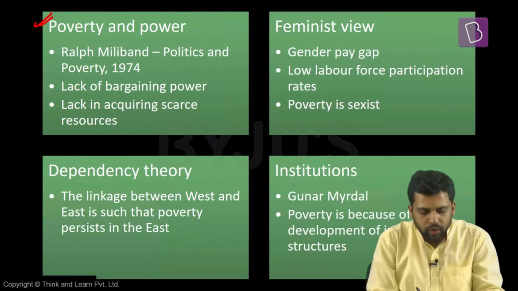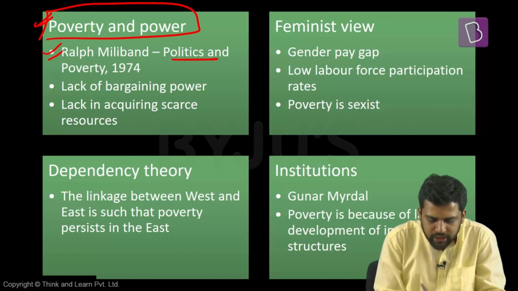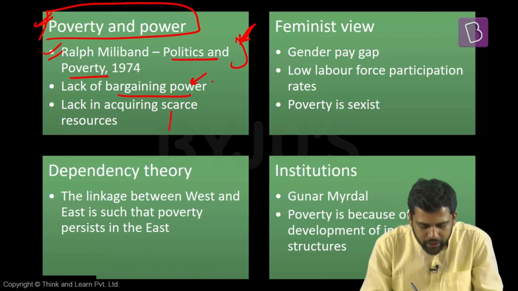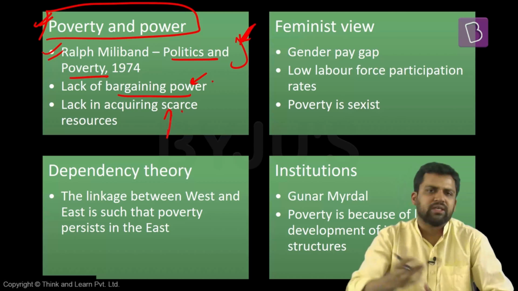There's also a linkage between poverty and power. Ralph Gilliland, in his work Politics and Poverty, talks about it. Those who are poor lack bargaining power. So if bargaining power is not there, the ability to acquire scarce resources also gets impacted. Just think about it. Farmers and peasants generally lack bargaining power.